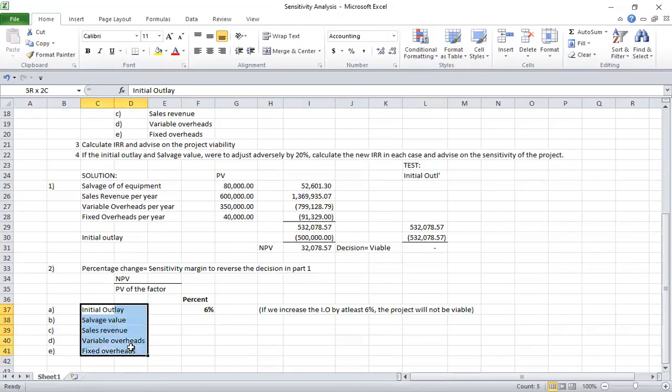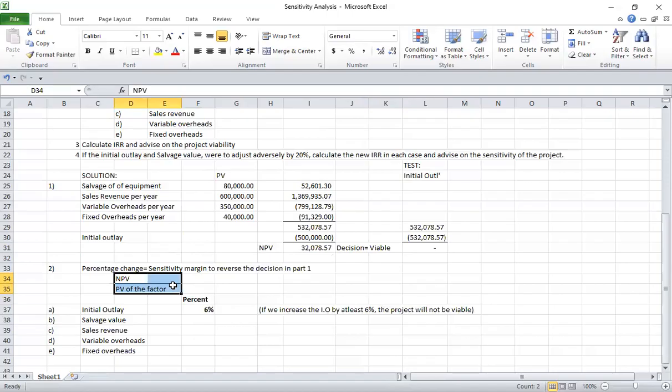In part 2, we are now looking for the percentage change in these factors. These are the factors we consider to compute NPV. When any one of them is changed, NPV must what? Change. So what we are looking at is very simple. By how much do we need to change these things so that we reverse this decision in part 1? If the decision in part 1 was that the project is viable, then we are looking for the percentage change in these things that will make us say that the project is not what? Is not viable.